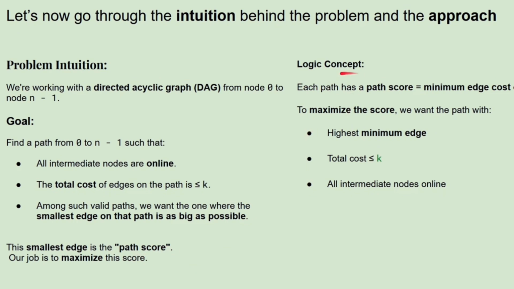So the smallest edge is the path score, and our job is to maximize this score. Each path has a path score equal to the minimum edge cost on the path. So we want the path with the highest minimum edge, where the total cost is less than or equal to k and all intermediate nodes are online. Can we say that?